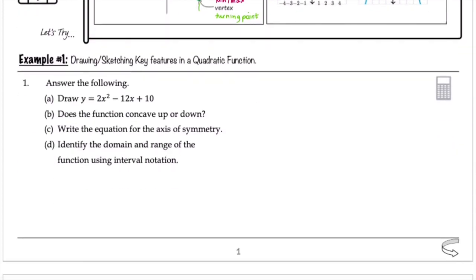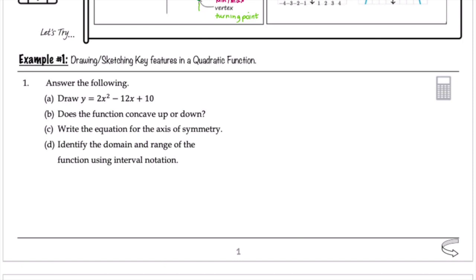So example number 1, we want to draw or sketch key features using a quadratic function. Answer the following. Part A wants us to draw the given function y equals 2x squared minus 12x plus 10. B, determine whether the function concaves up or down. C, write the equation of the axis of symmetry. And D, identify the domain and range of the function using interval notation.